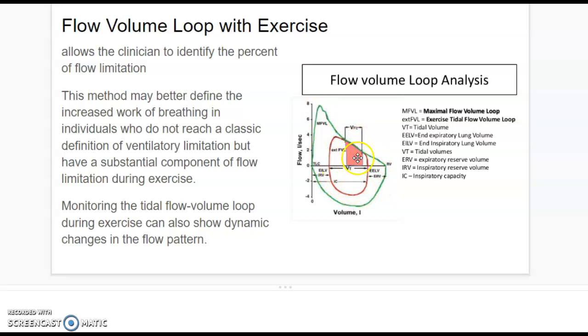So we call this red one the exercise tidal flow volume loop. Tidal volume, again, is going to go across the horizontal axis. On this end, you're going to have your end expiratory lung volume. On this end, you're going to have your end inspiratory lung volume. And then right here, you see this highlighted pink area. This is where the exercise tidal volume lines up with the maximum flow volume loop. And we're going to talk about that more in a minute.